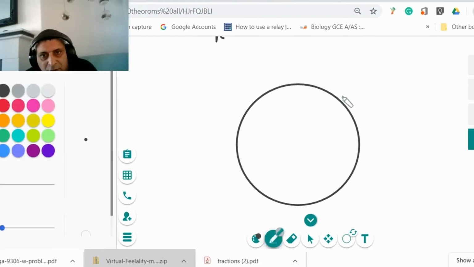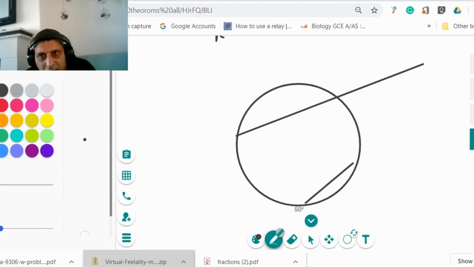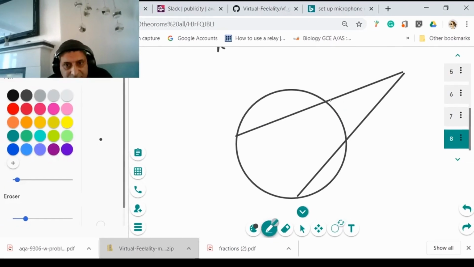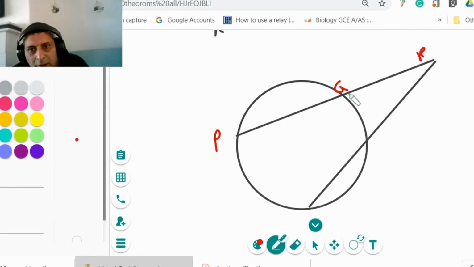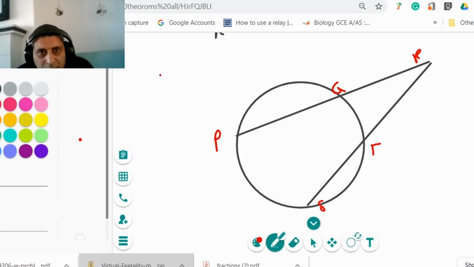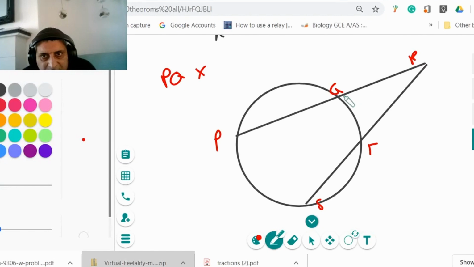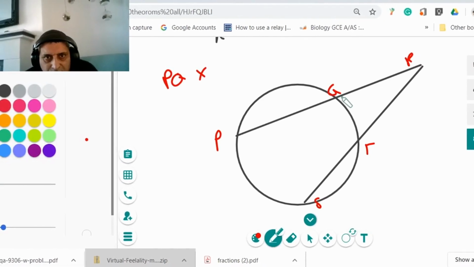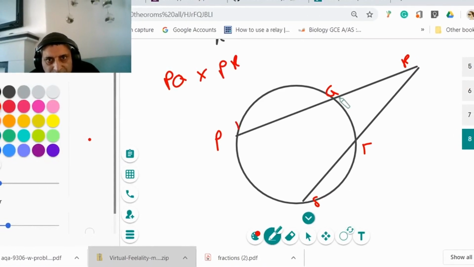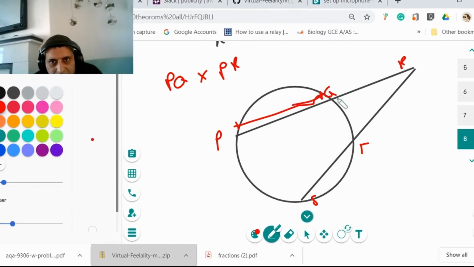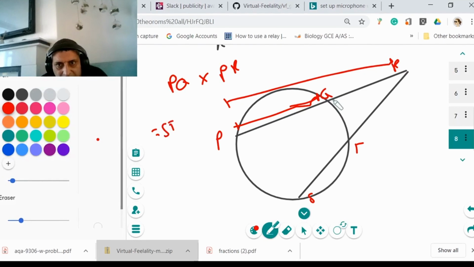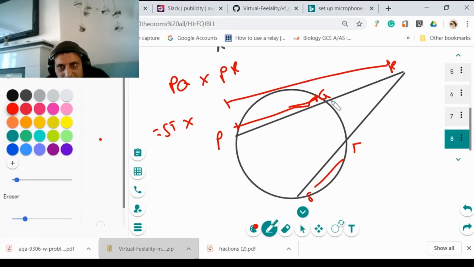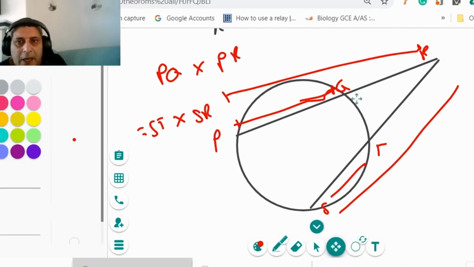Unless they go, do you know what? I got this, I got that. These are not tangents. First things first, these are not tangents. Secondly, from P, Q, R, S, T: PQ times, and it is not QR, PQ times PR. So this distance here times this distance there is equal to ST times SR.